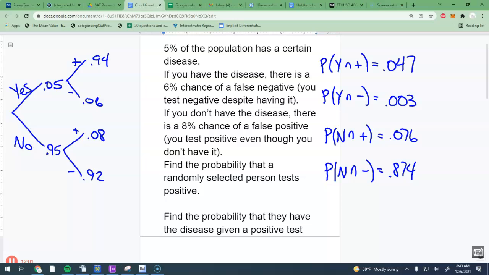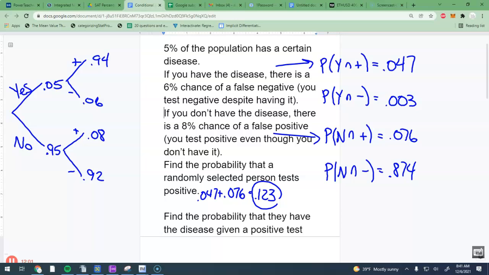Did you guys get those for your numbers? Okay. Questions on that anywhere? So 5% has the disease, then you either test positive or negative. 95% don't test positive or negative. Find the probability that a randomly selected person tests positive. Well, there's two ways you can test positive. That's those two, so 0.047 plus 0.076. 0.123. You guys get that for the first question there?